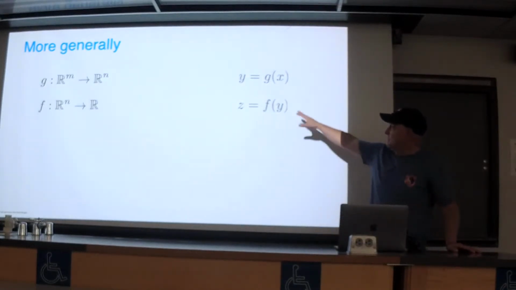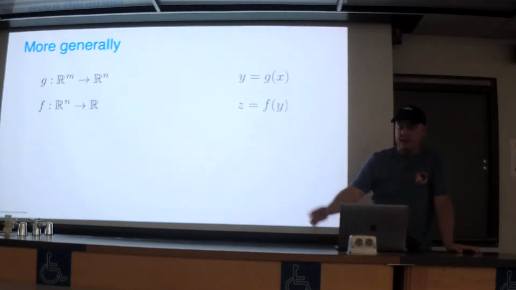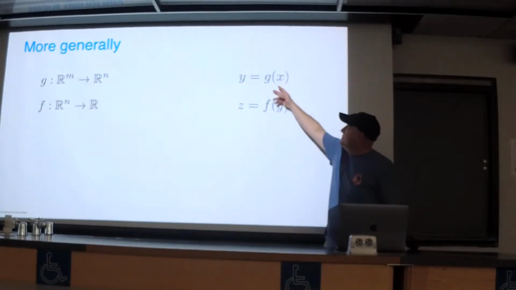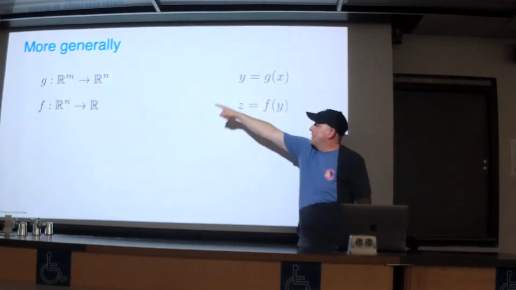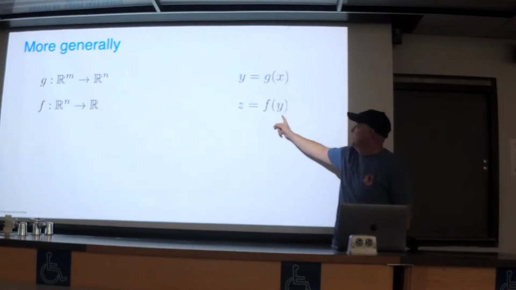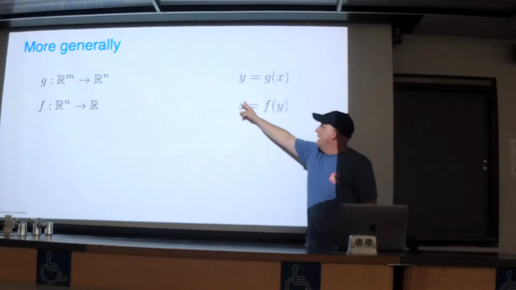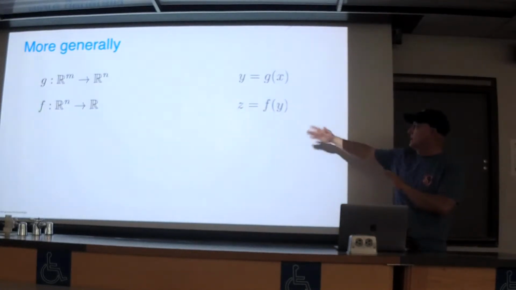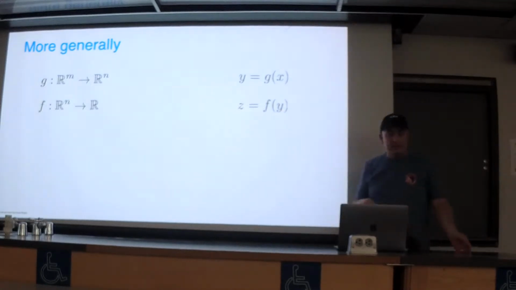We're just going to name some dummy variables here to keep track of things along the way. X is dimension m, y is dimension n. That's what that mathematical notation means there. Again, y is dimension n, and z will be dimension 1. It's a scalar. That's what, again, that notation means there.